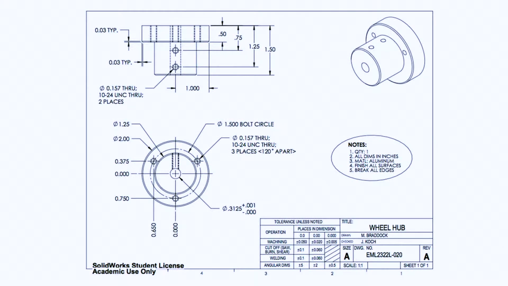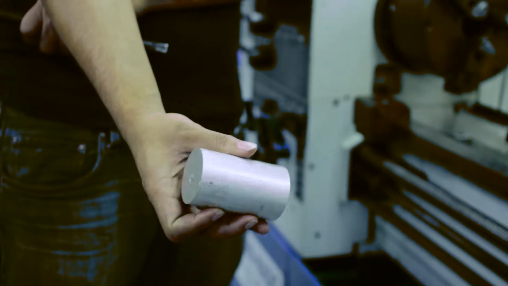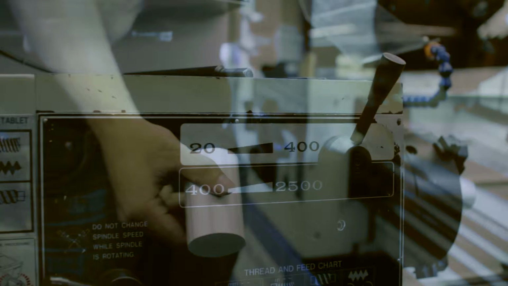If you notice, the overall dimensions are 2 inches in diameter by 1.5 inches in length. It has a shoulder feature combined with multiple hole features. This is the piece of 2-inch round stock that we're going to be using today.